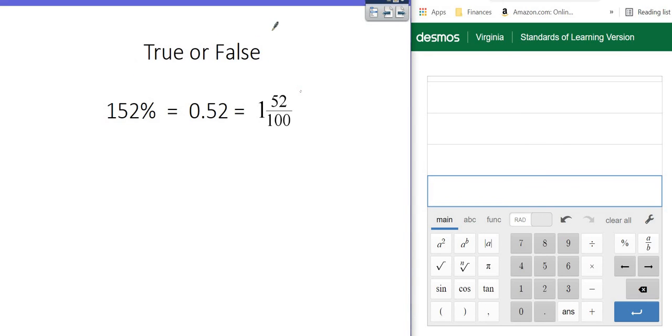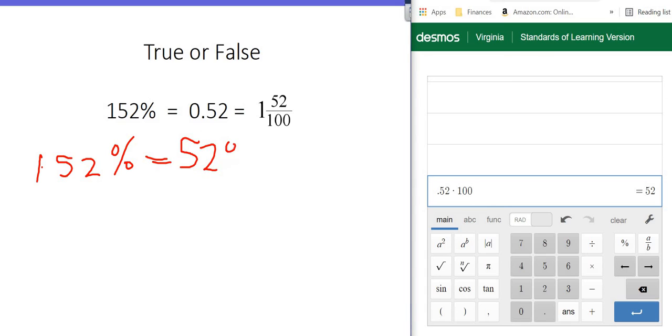True or false? Again, we're comparing, so it's saying, is 152% equal to 0.52, which is equal to 1 and 52 over 100? Well, the only way to know for sure is to make everything a percent. So I'm going to make that 0.52 into a percent, and it's 52%. So I've got 152% is equal to 52%. I already know my answer, but we're going to go ahead and put that last one in the calculator.